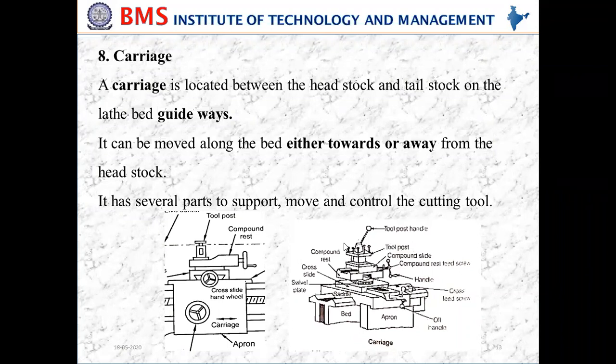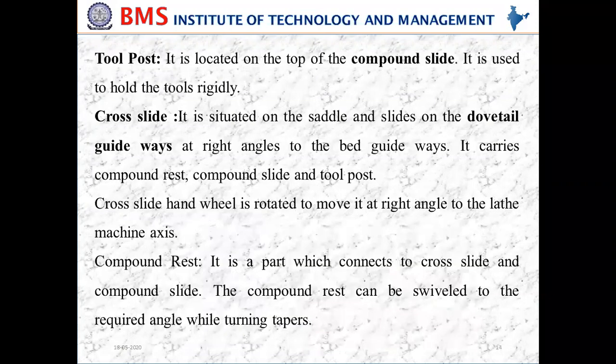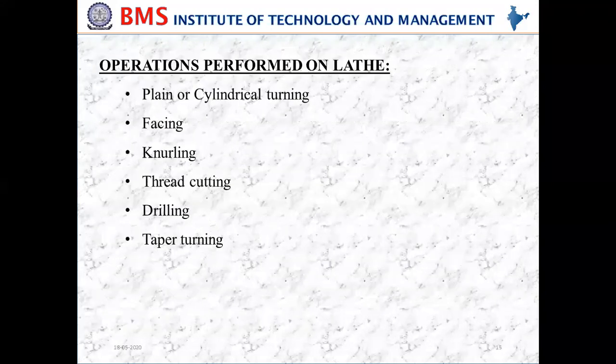It has several parts to support, move, and control the cutting tool. Okay, so tool post, it is located on the top of the compound slide. It is used to hold the tools rigidly. And cross slide, it is situated on the saddle and slides on the dovetail guideways at right angles to the bed guideways. And compound rest, it is a part which connects the cross slide and compound slide. The compound rest can be swiveled to the required angle when taper turning is required.